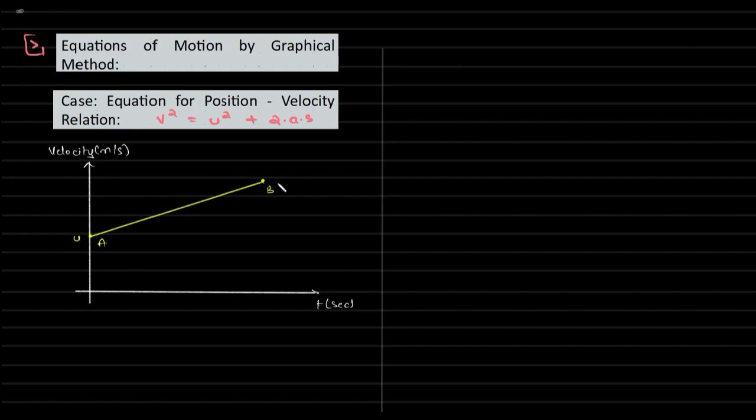So to identify where t and v are, we need to project the point B onto the x and y axis. So this would be your time t, 0, and that is v. So here we are looking at an object accelerating steadily from u to v. So basically the object, within the time interval 0 to t, has moved from u to v.